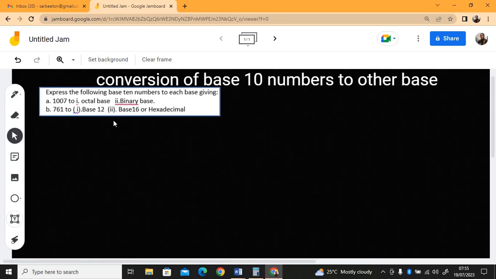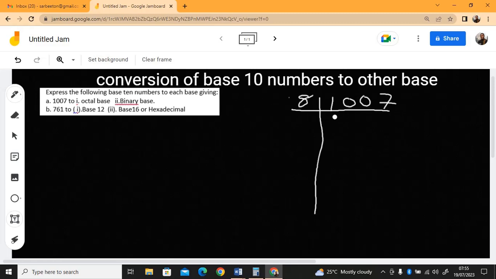This is what you're going to do. You draw a line as if you are in nursery 1. You draw a line like this, just as you are doing HCF or LCM. So this one is 1007. Then you are converting to base 8, so 8. You're going to use 8 to divide, then you write the remainder. If there is no remainder, you put 0.